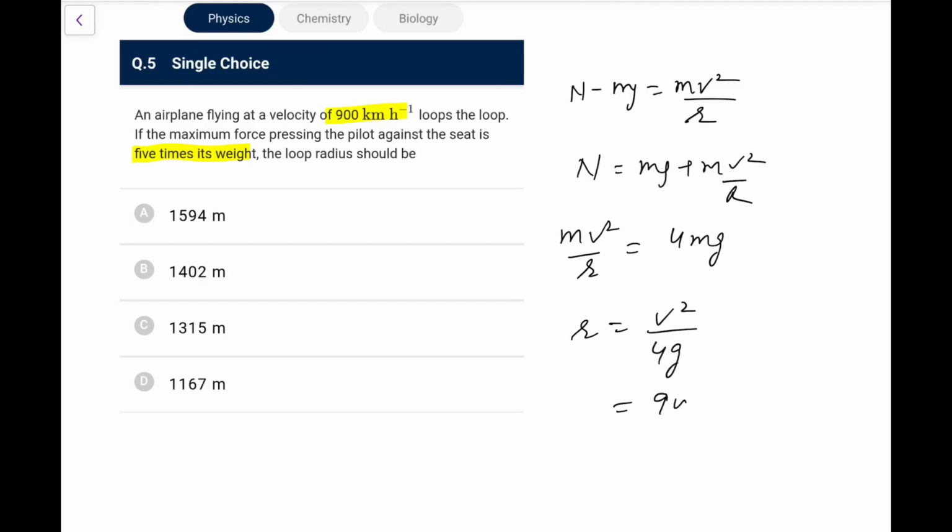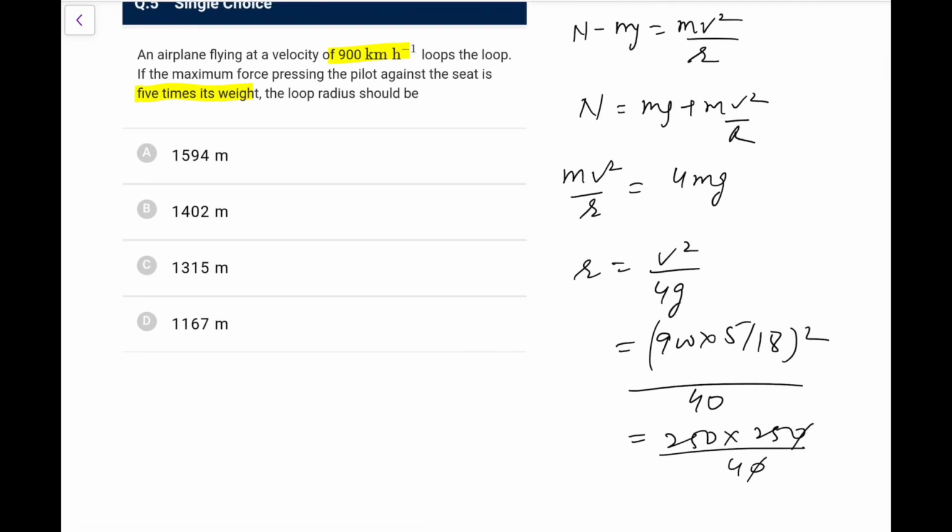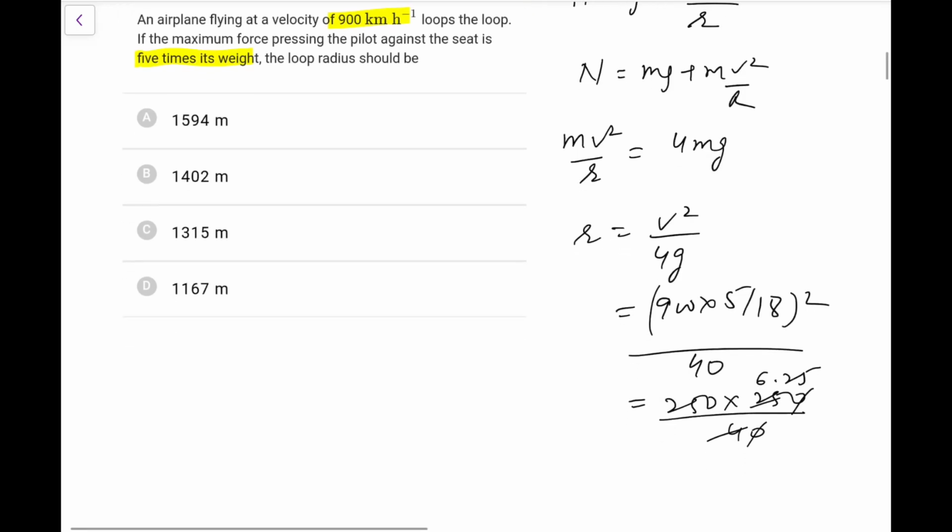So 900 into 5 by 18, the meter per second conversion, divided by 40. So 900 by 18 is 50, 50 into 5 is 250, 250 into 250 by 40. So this basically comes out as 250 into 6.25. So it would be greater than 1500, it would be 1594 as per this option. Go for option A. Next one.